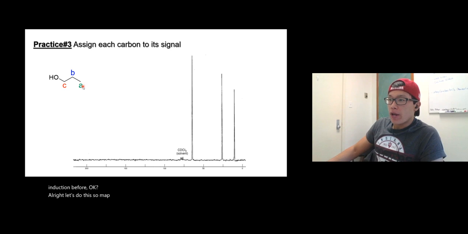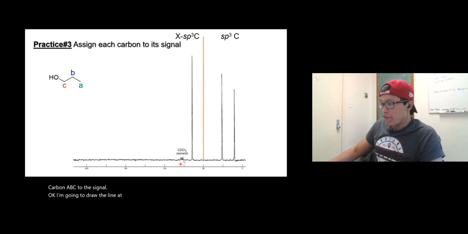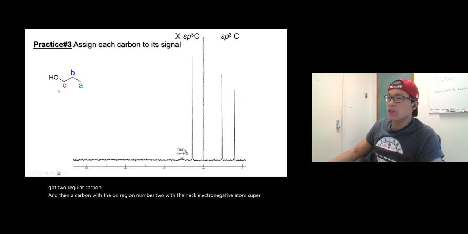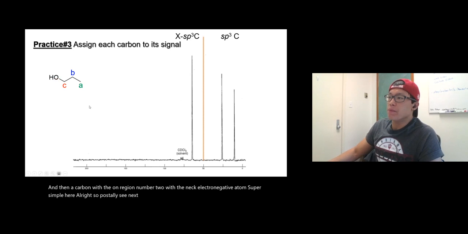Match carbon A, B, and C to the signal. I'm going to draw the line at 50, and ignore the solvent peak, CDCl3. So we got two regular carbons, and then a carbon in region number two with the electronegative atom. Super simple here. The carbon next to oxygen is going to be more deshielded. That's going to be that carbon.